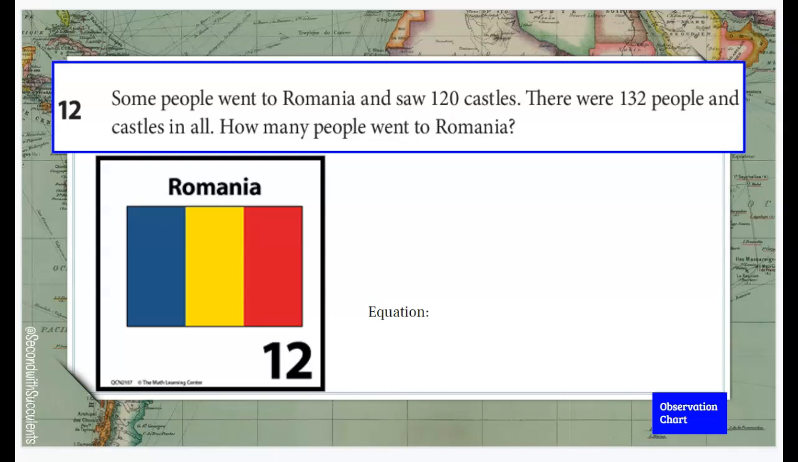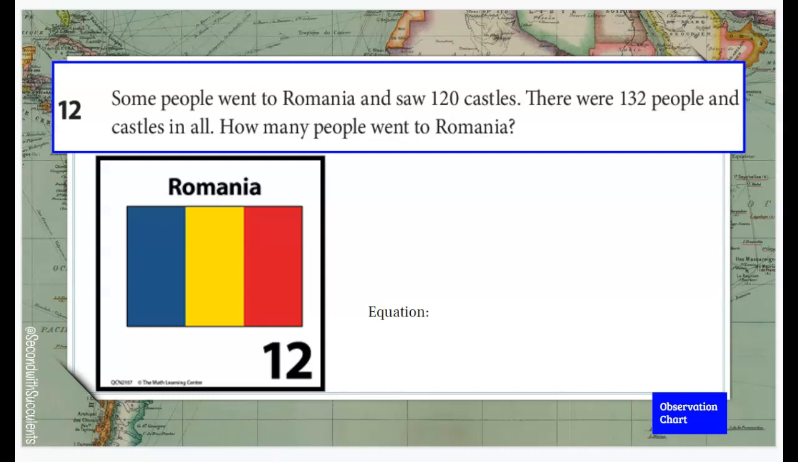Some people went to Romania and saw 120 castles. There were 132 people and castles in all. How many people went to Romania? Think about your equation as I read it for the second time.